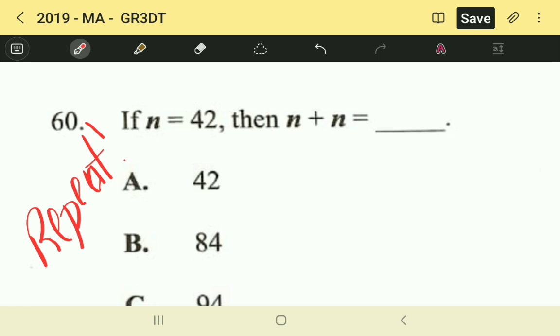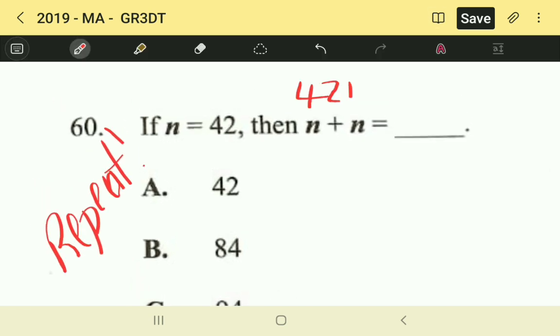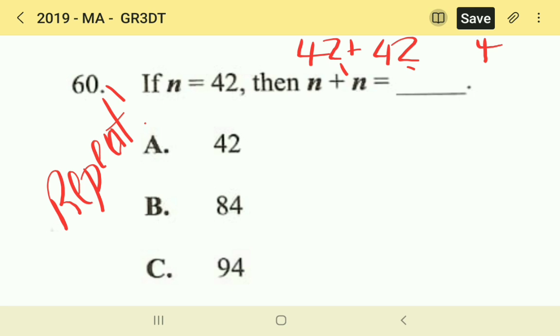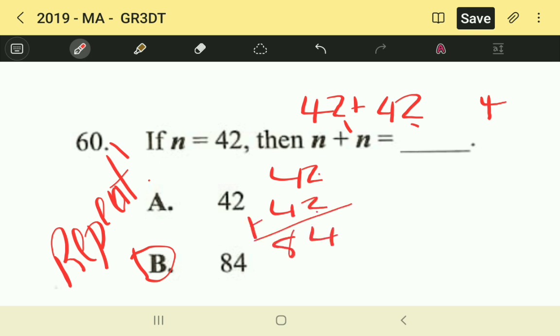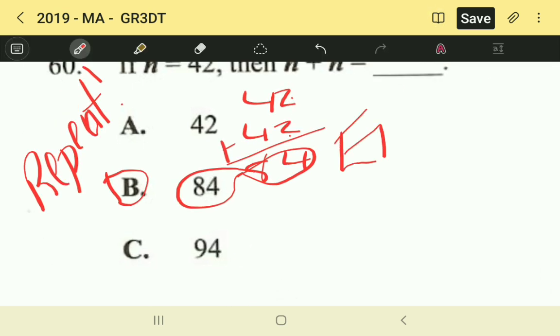If n equals 42, then n plus n is what? So n is 42. Anywhere you see n is 42. So this becomes 42 plus 42. 2 plus 2 is 4. Let's look for an answer ending in 4. We have 2 of them, but we know that 4 and 4 is 8, so it's 84. But for those who need to set out, it becomes 42 plus 42. You're adding 2 plus 2 is 4. 4 plus 4 is 8. 84. With that, we have come to the end of this paper.